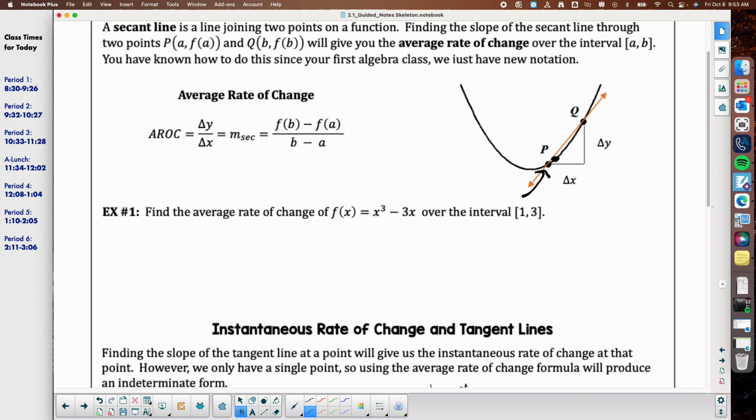So that first point, we will just call x, f of x. So x, y. The second point is a tiny bit away. There's different notation you can use to say that.